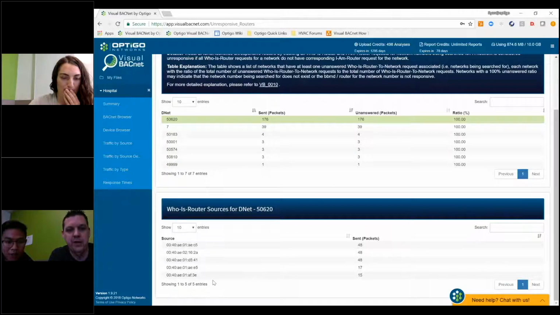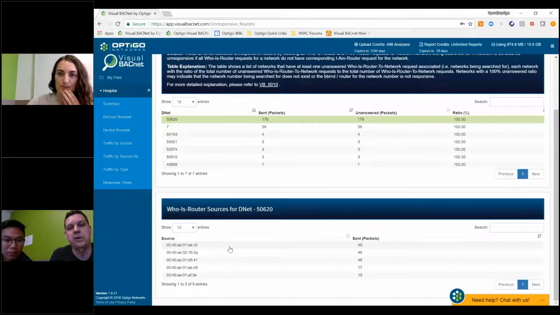that there are 5 sources here. 5 controllers are asking for that network. But now you can actually take the data by the Ethernet or MAC address, put it into your system, and see what's going on with that data. Why does it keep asking for that network?